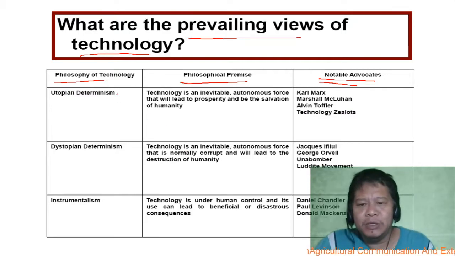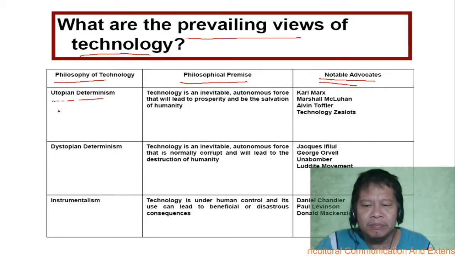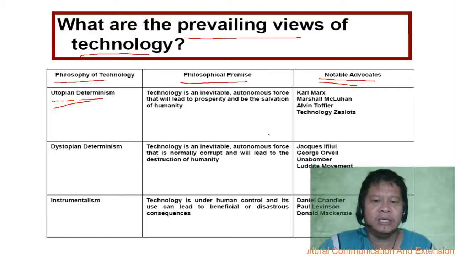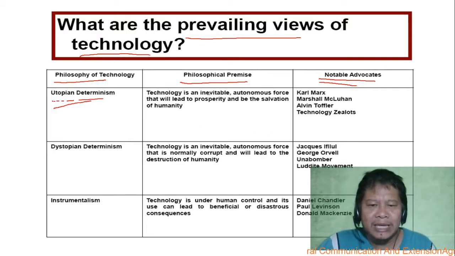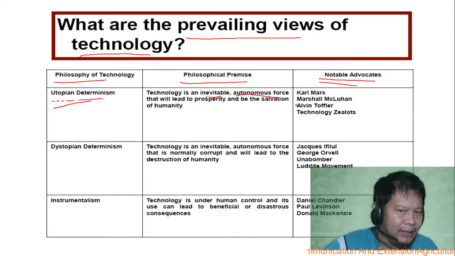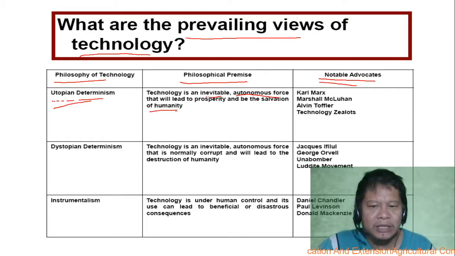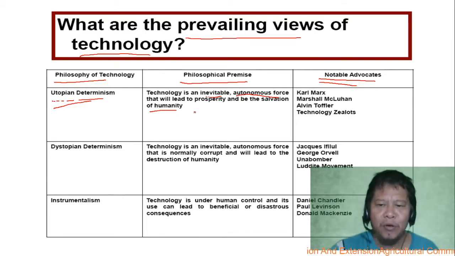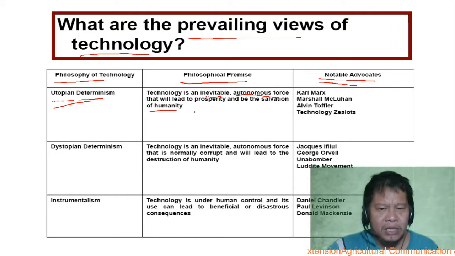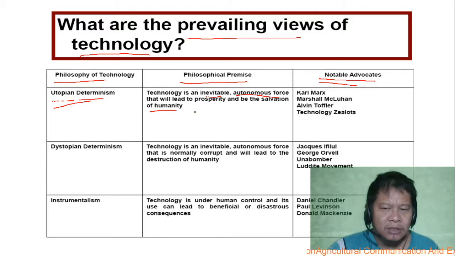So first, the philosophy of technology based on utopian determinism. Utopian determinism views technology as an inevitable, important, autonomous force that will lead to prosperity and be the salvation of humanity. Their view is rather strict. According to utopian determinism, technology is an inevitable, important, autonomous force that will lead to prosperity and be the salvation of humanity.